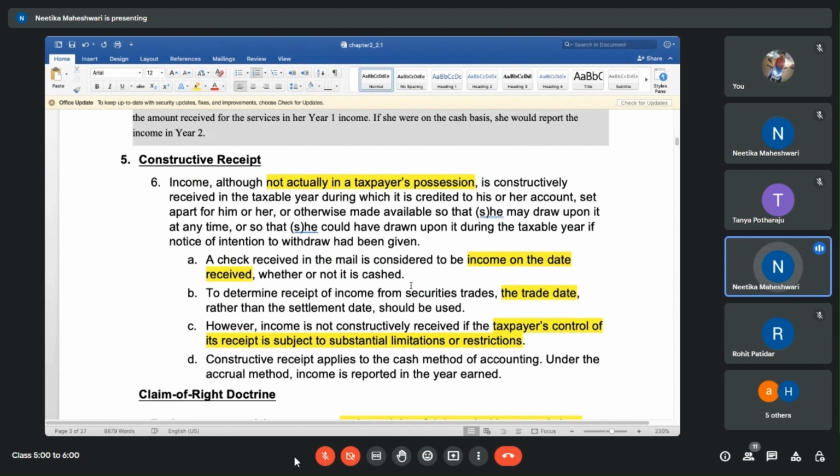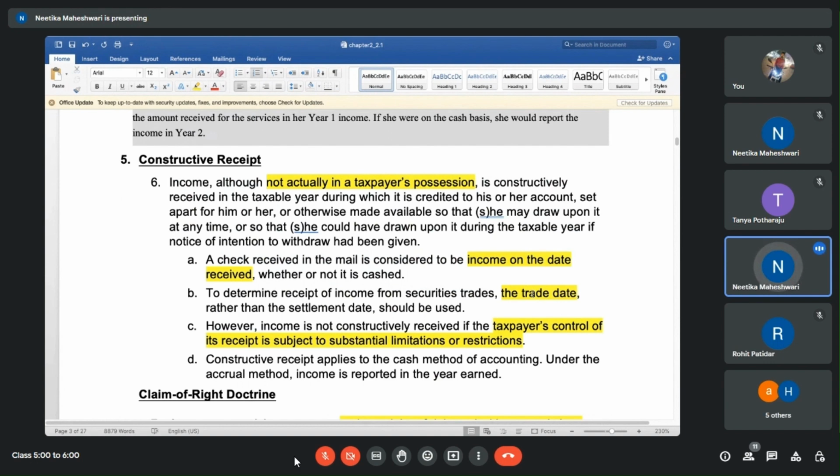Okay, so this is one of the examples. Second example: if the person is doing securities trades, usually we'll have to go with the trade date, like when the stocks were actually bought and sold, not the settlement date. Settlement could be 2 or 3 days after, or maybe once a week, especially if the person is a frequent trader, buying and selling every day. So we don't have to wait until the settlement date.